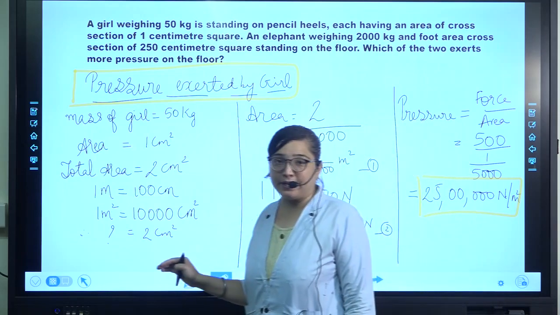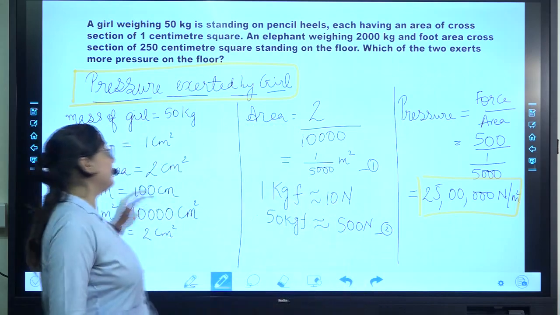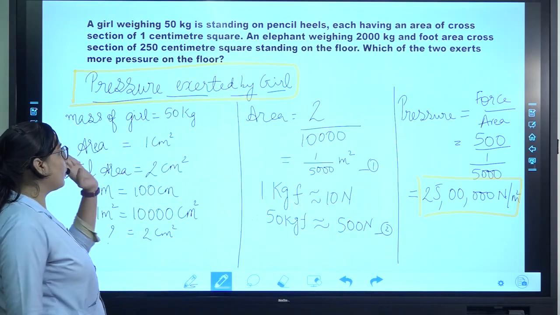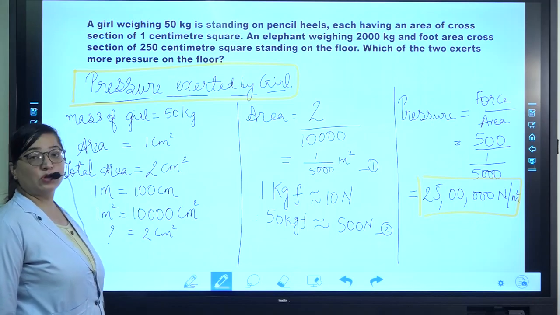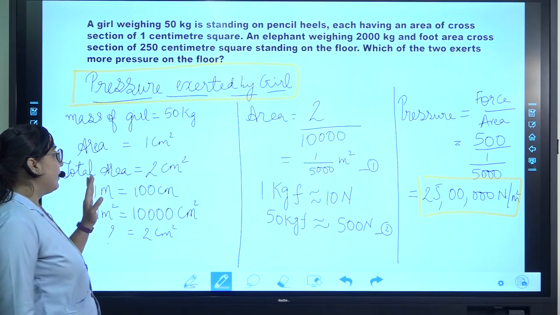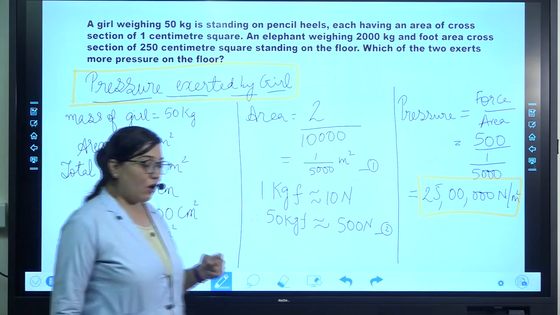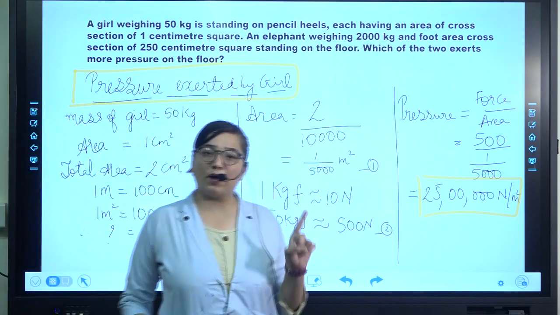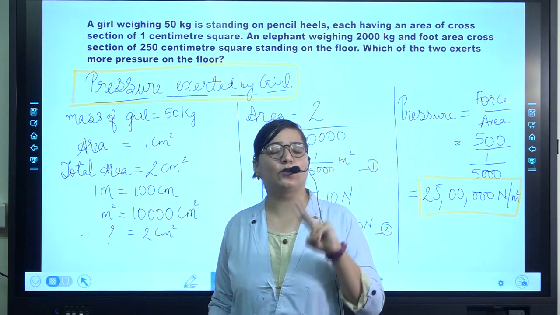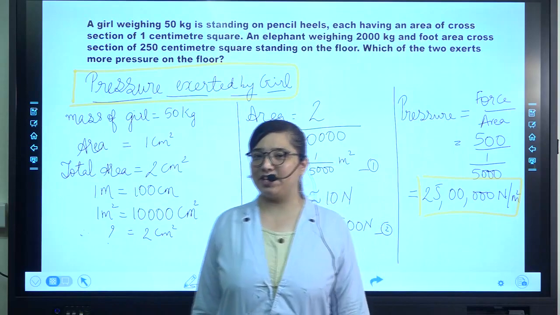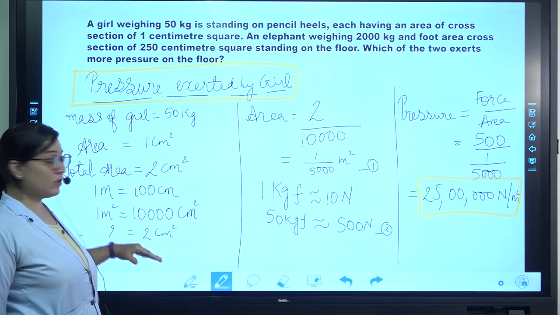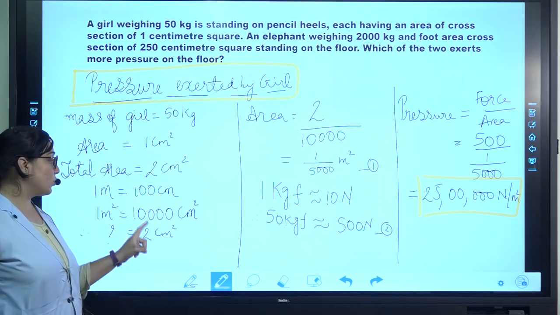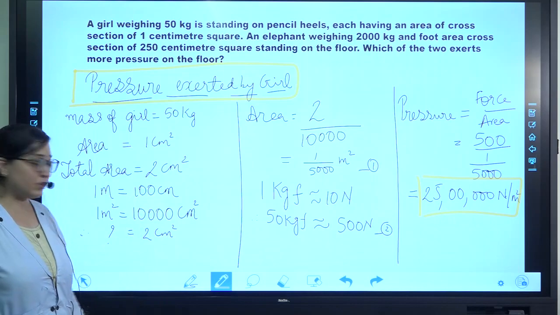We have been given mass of the girl as 50 kg, area of cross section as 1 centimeter square, total area as 2 centimeters square. Okay, because the area of one pencil heel is 1, so area of 2 pencil heels will be 2 into 1, that is 2 centimeters square. 1 meter is 100 centimeter. So 1 meter square, when you square it, will become 10,000.